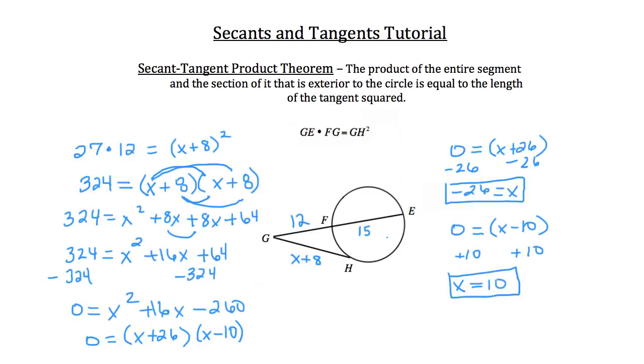Now, it's impossible to have a negative distance. So, if negative 26 were our answer, negative 26 plugged into this formula here, plus 8 is still negative 18, and you can't have a negative distance. So the only actual answer in this case is x must be equal to 10. If you plug that in, 10 plus 8 is 18. And since we know GE times FG was 324, and that should be equal to GH squared, well, 18 squared is 324. So 10 is our answer.